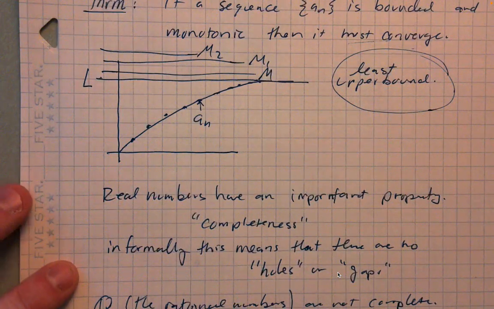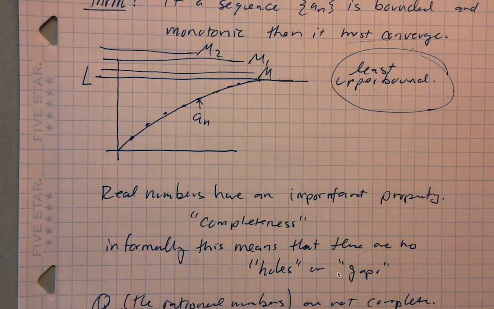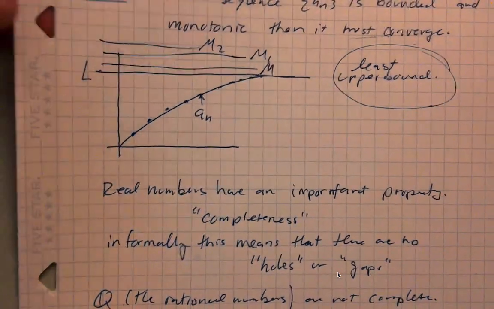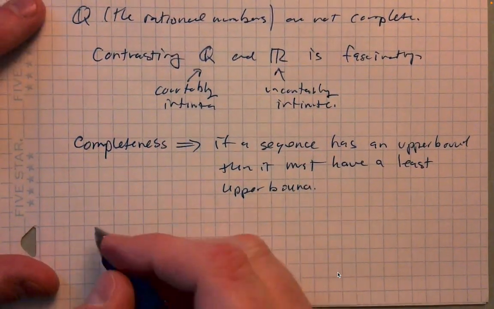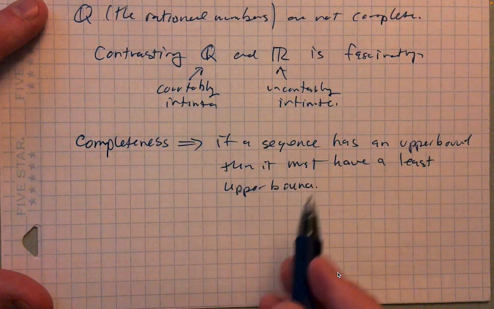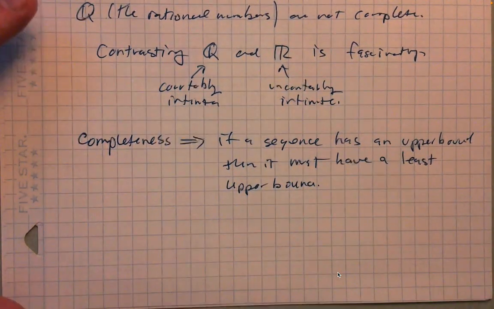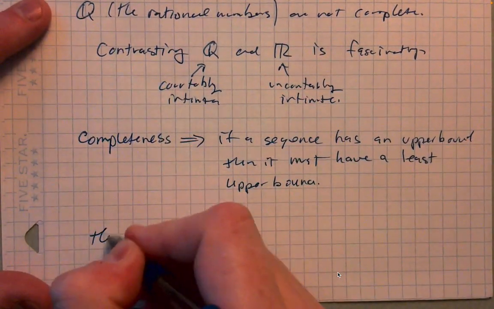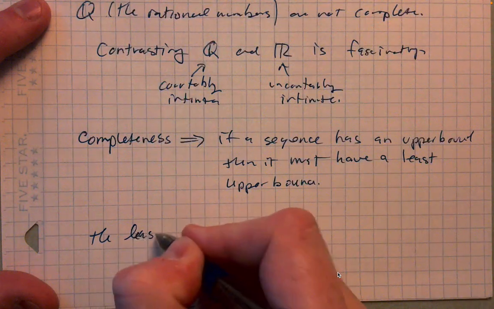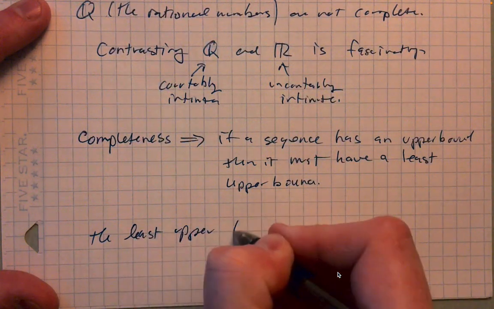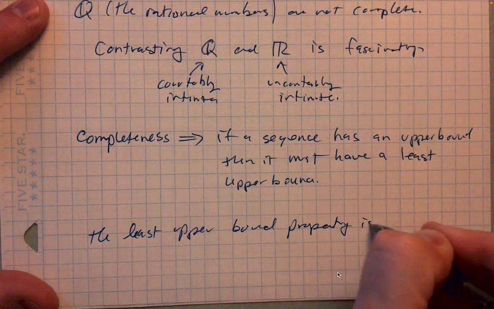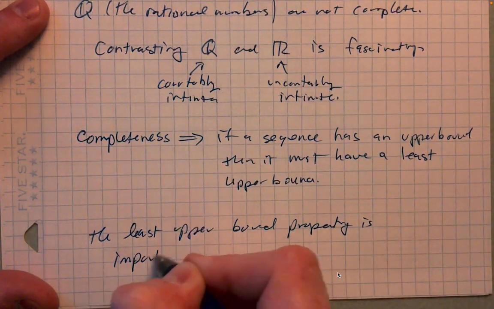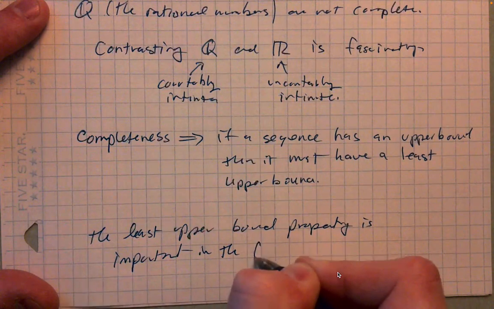Okay? And so that idea of a least upper bound is an important idea in analysis, and we're going to use it in the following proof as well. So the least upper bound property is important in the following proof.